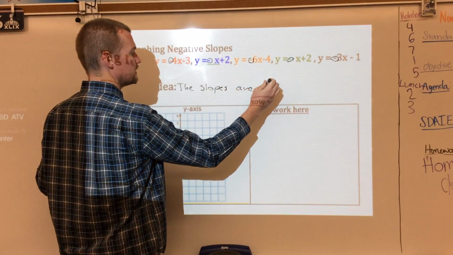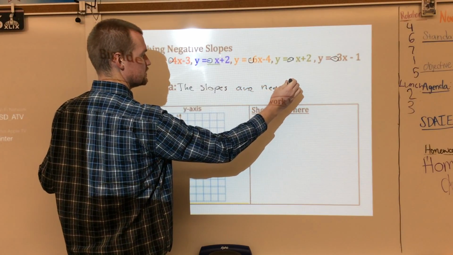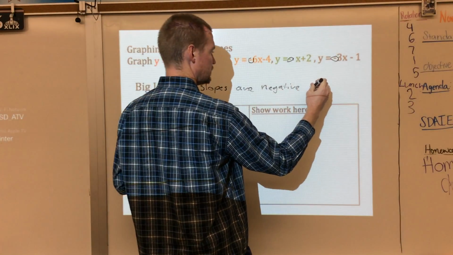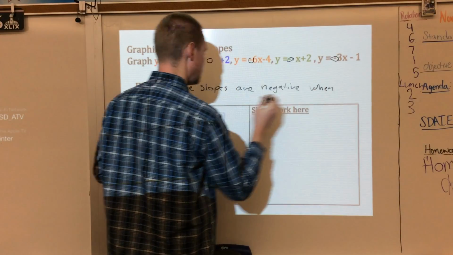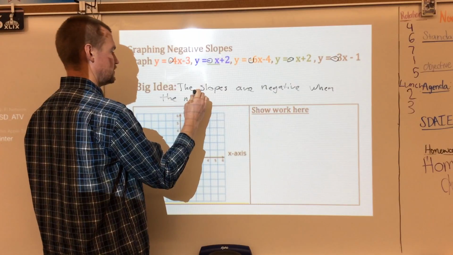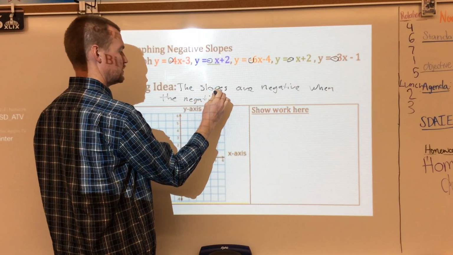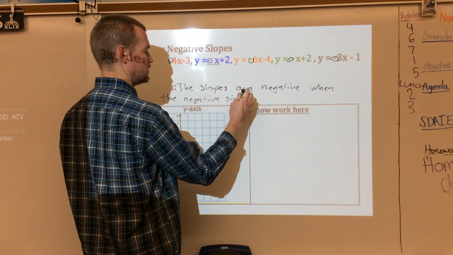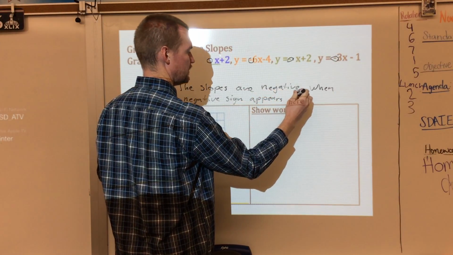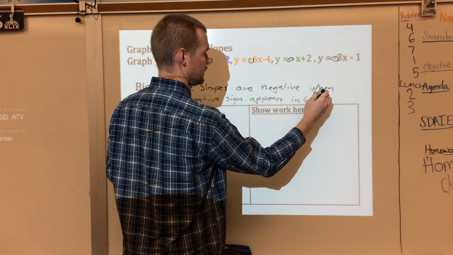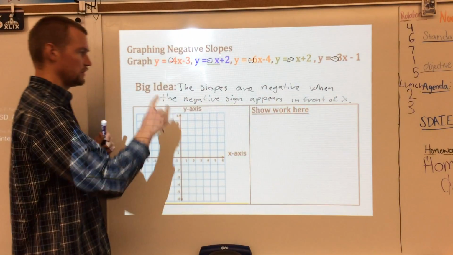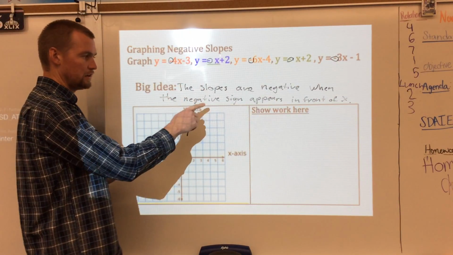are negative when the negative sign appears in front of x. So the slopes are negative when the negative sign appears in front of x.